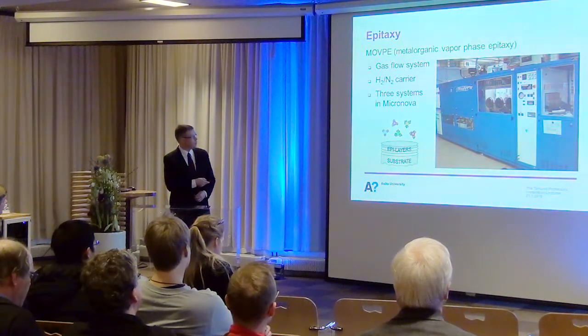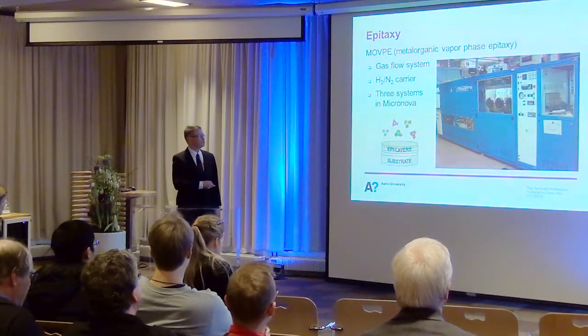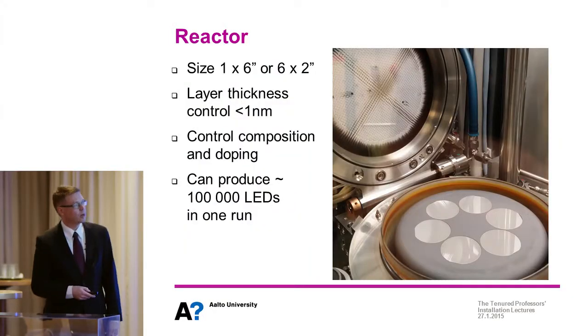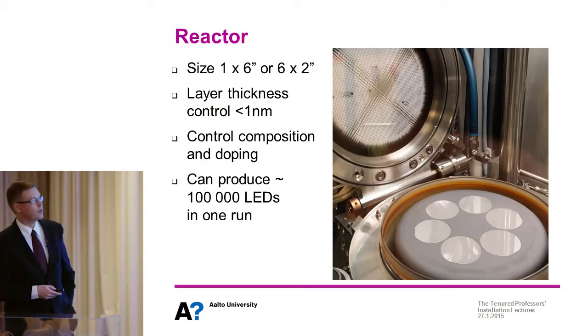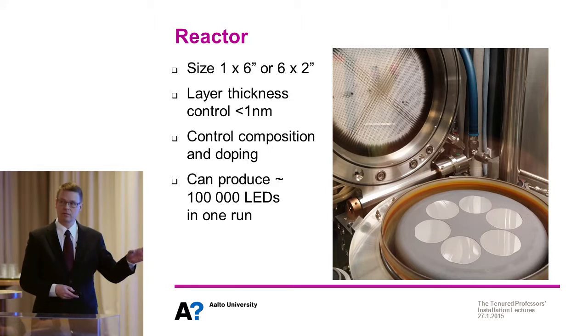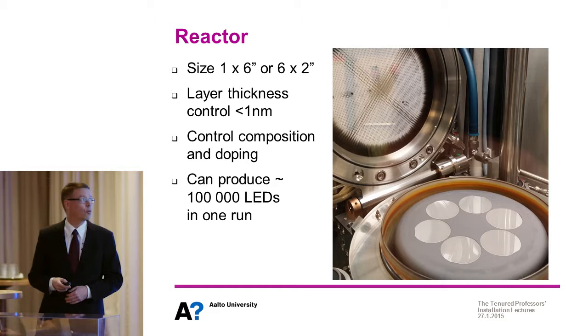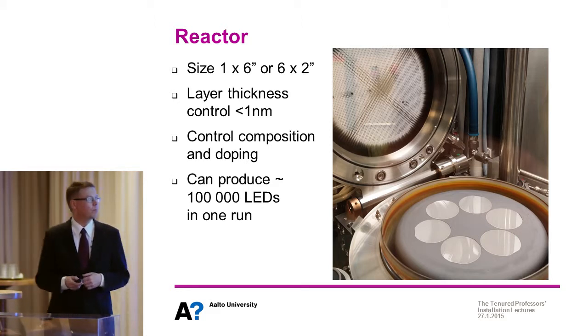And with these tools, we can build layers upon the substrate surface. And here is a photograph of the newest reactor showing 6 sapphire wafers. These are 2-inch wafers there. So for a really big area, we can grow layers with a layer thickness control of less than 1 nanometer, and at the same time control composition and doping. And by building these layer structures, we can produce different devices.